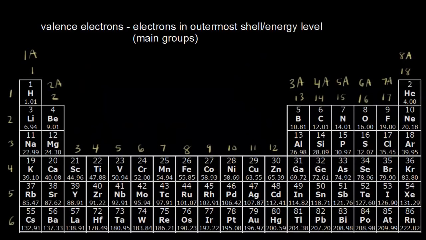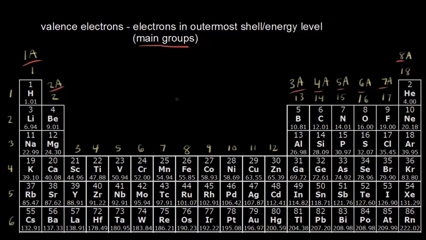Now that we've classified our elements into groups on the periodic table, let's see how to determine the number of valence electrons. For this video, we're only talking about the valence electrons for elements in the main groups. When we talk about the main groups, you're using the 1 through 8 system for classifying groups. So 1, 2, 3, 4, 5, 6, 7, and 8.